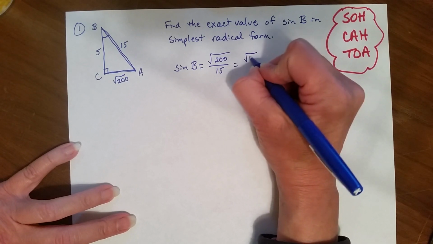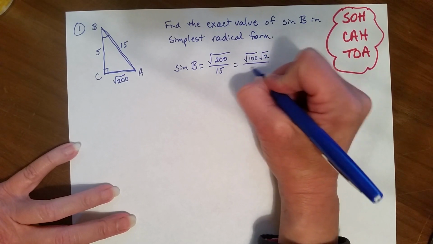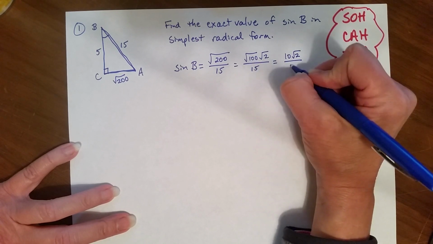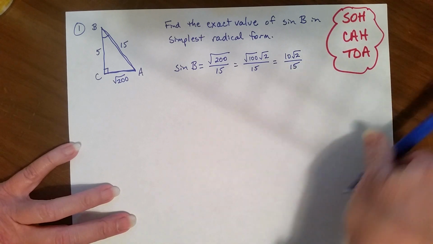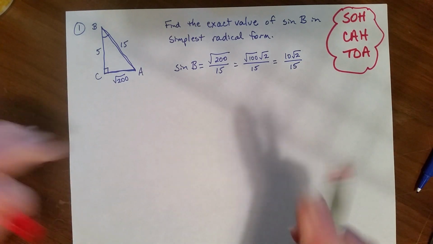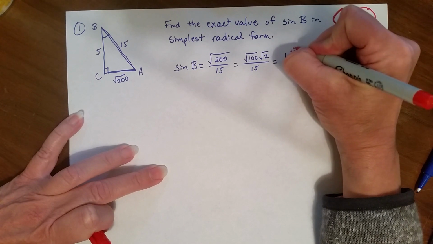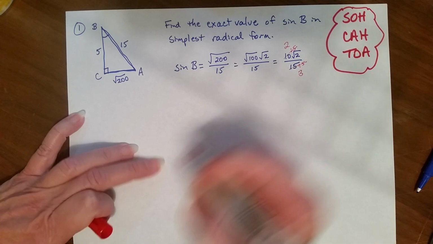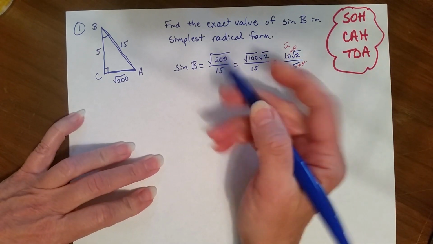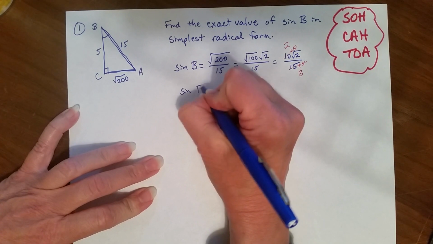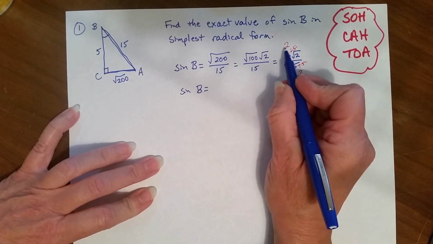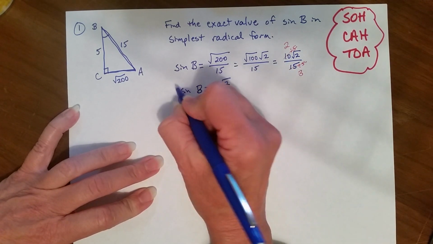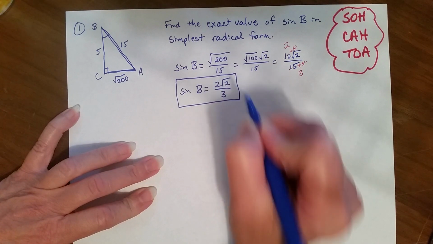Root 200 splits up as 100 times 2 over 15. The square root of 100 is 10, so I have 10 root 2 over 15. Now I do notice that the 10 and the 15 are both divisible by 5. So 10 divided by 5 is 2, and 15 divided by 5 is 3. So my final answer for the sine of B in simplest radical form is 2 root 2 divided by 3. And that's going to be your final answer.